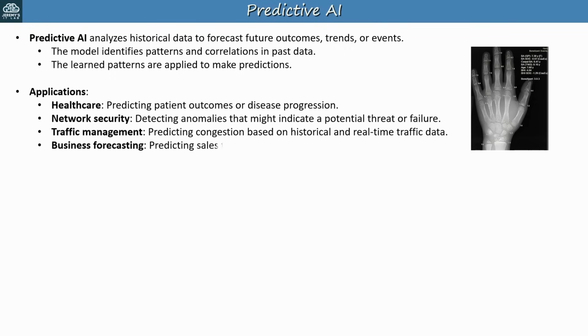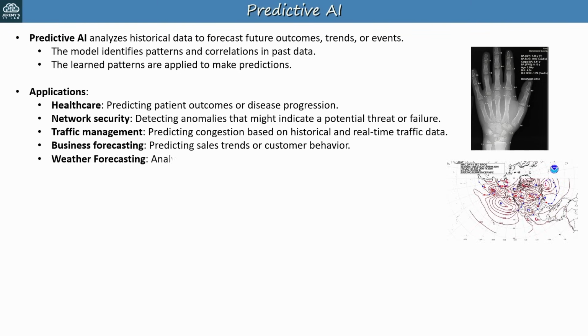Businesses rely on predictive AI for forecasting sales trends or understanding customer behavior, and meteorologists use it for weather forecasting, analyzing data to predict future conditions. Okay, those are just a few examples of predictive AI. Now let's consider its advantages and disadvantages.